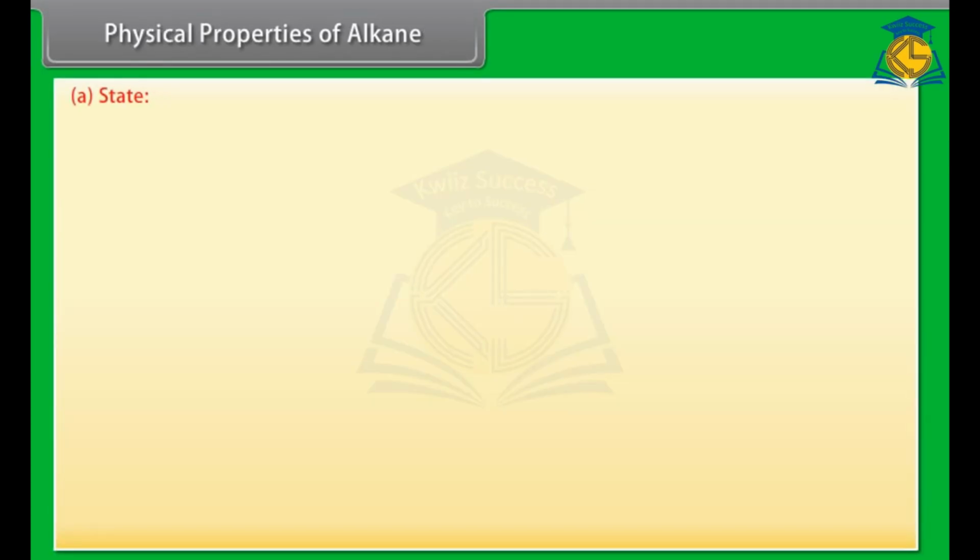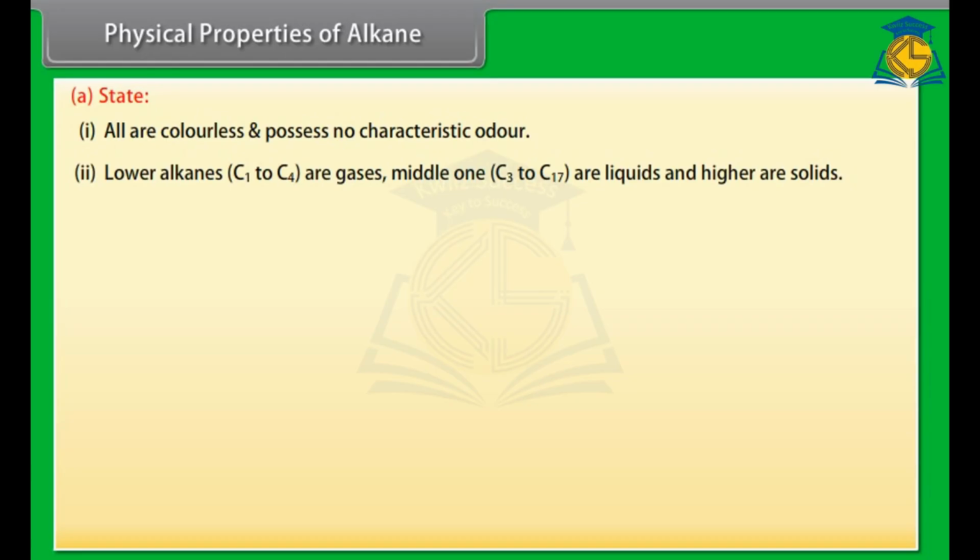Physical properties of alkanes. State. Number 1. All are colorless and possess no characteristic odor. Number 2. Lower alkanes, C1 to C4, are gases. Middle ones, C5 to C17, are liquids and higher ones are solids.